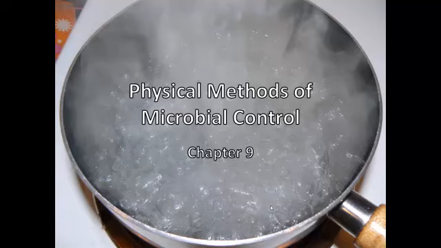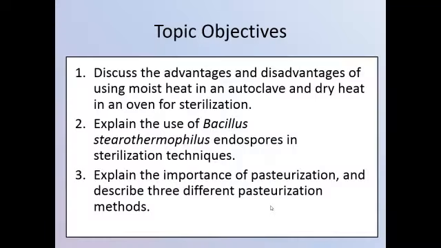Physical Methods of Microbial Control, Chapter 9. The learning objectives for this topic are, and there's quite a few of them: discuss the advantages and disadvantages of using moist heat in an autoclave and dry heat in an oven for sterilization. Explain the use of Bacillus stearothermophilus endospores in sterilization techniques.